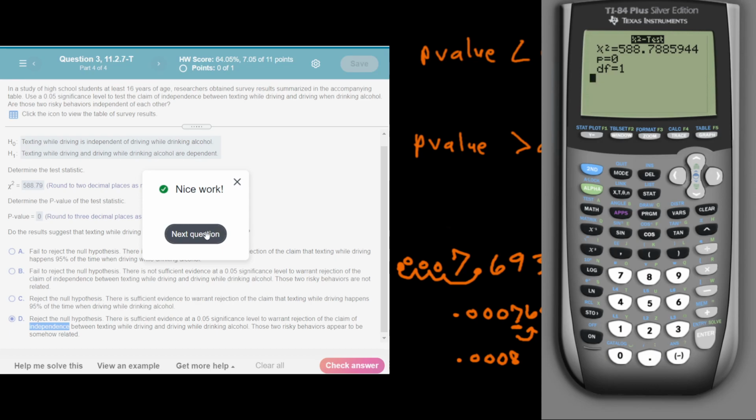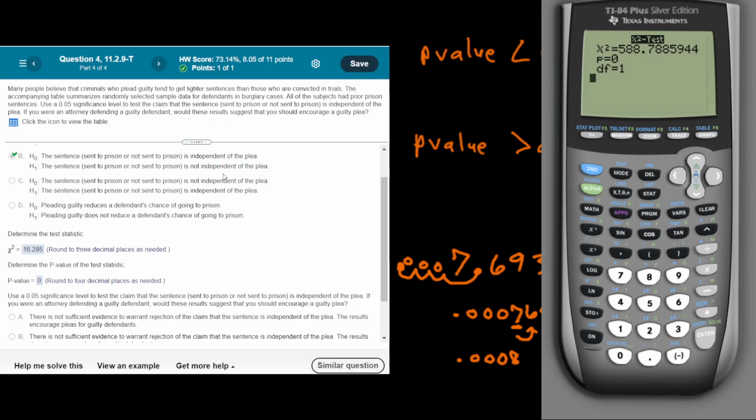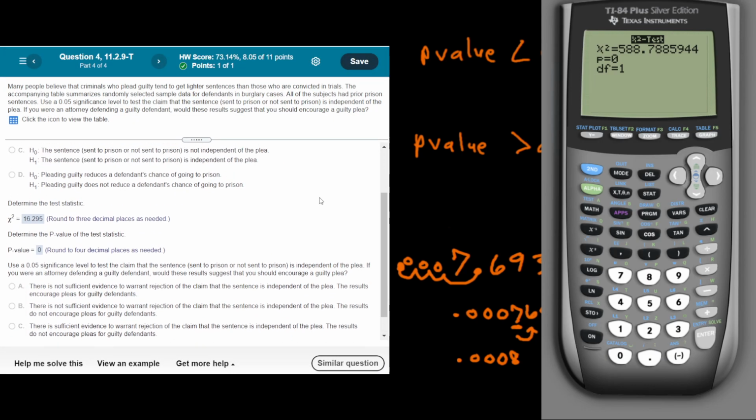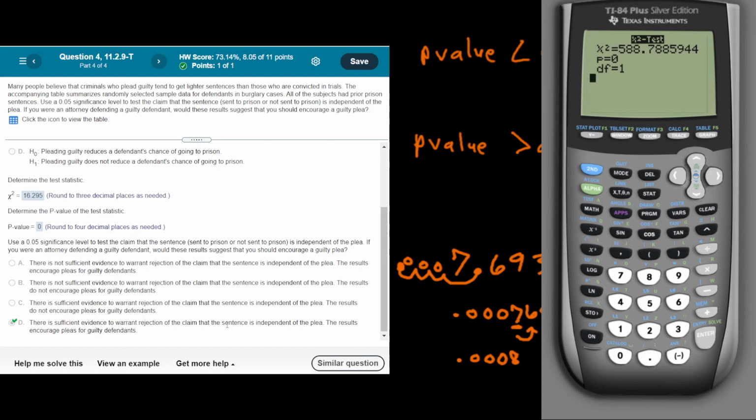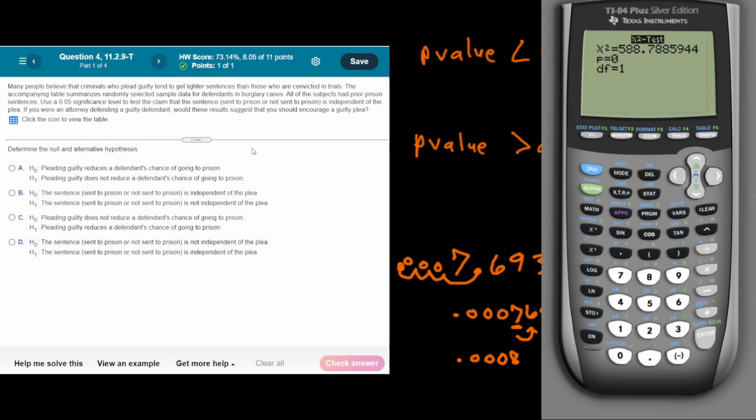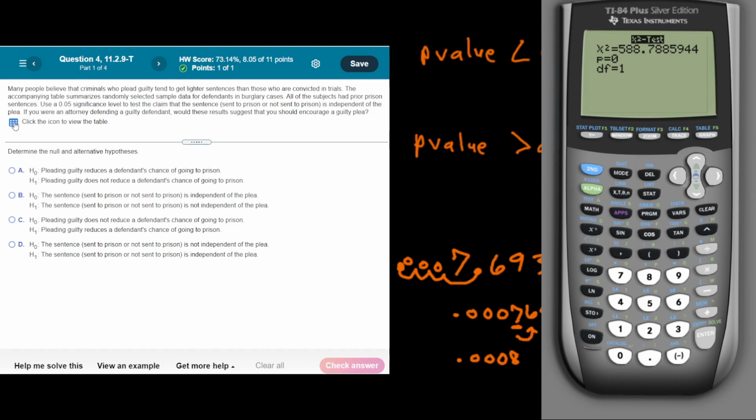All right, next question. I like it when things work. Isn't it nice? Okay, we're going to go ahead and do this from scratch. But before I do it, let's memorize it. There is sufficient evidence. Okay. Had to cheat a little bit. Okay, let's go ahead and look at this table here.